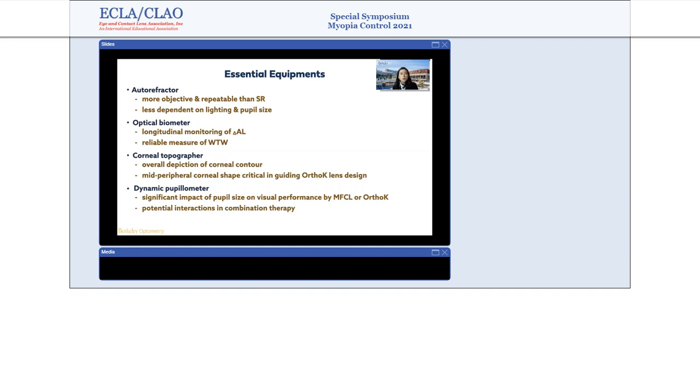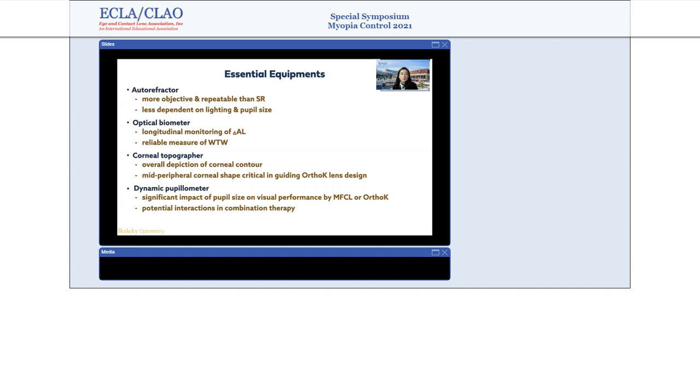And for those who are doing a lot of OrthoK treatment, autorefraction compared to any other refractive technique is much less dependent on lighting and pupil size. The second type is the optical biometer, which offers a very precise and longitudinal monitoring of the change of axial length. And they also provide reliable measures of white to white, which is a form of horizontal corneal diameter measure, but a lot more repeatable and comparable across different biometers.